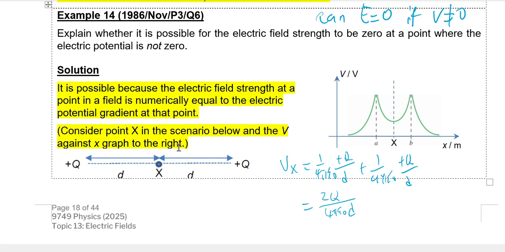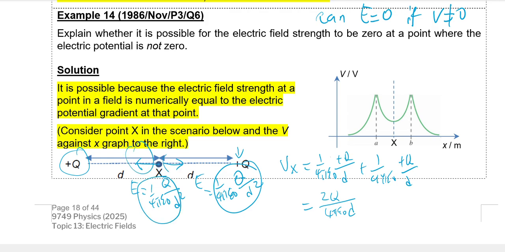But can the electric field strength here be zero? The answer should be yes. If I look at the field strength at X, the field strength due to this charge is in this direction, and it is equal to 1 over 4 pi epsilon naught Q over D squared. The other one is in this direction from this charge, so E equals 1 over 4 pi epsilon naught Q over D squared. Since they are of equal magnitude and opposite direction, the E field here is zero.